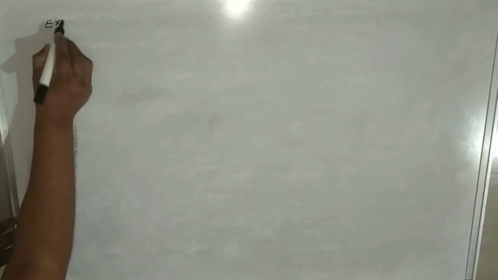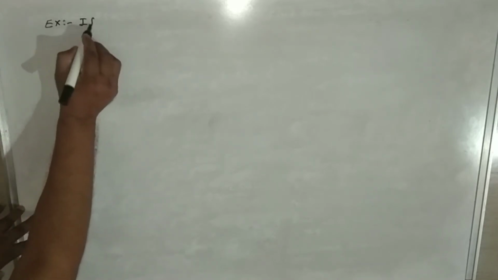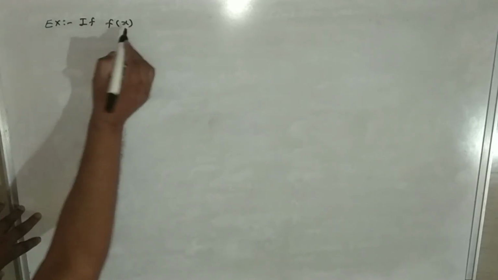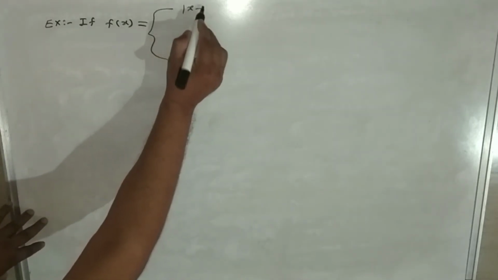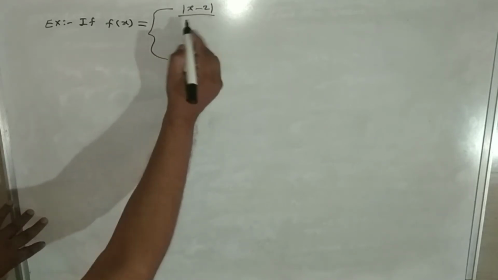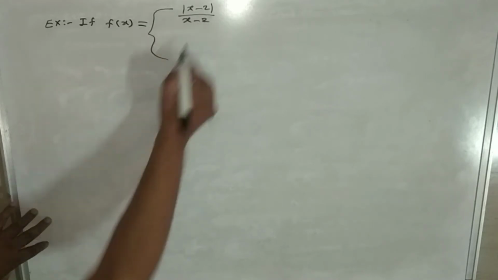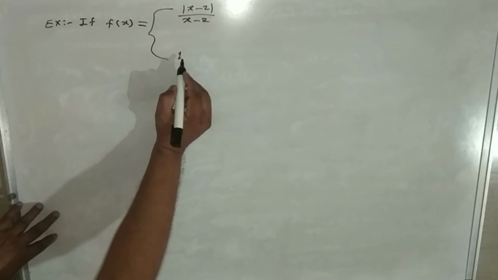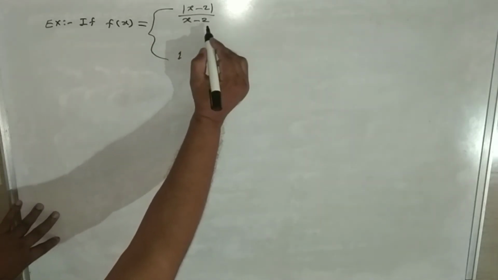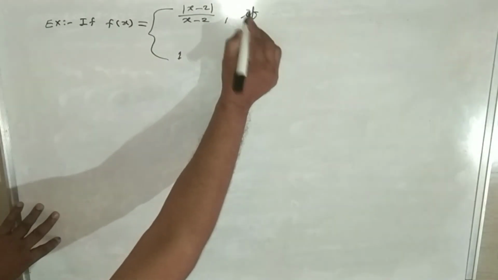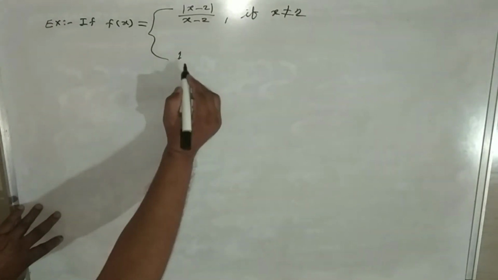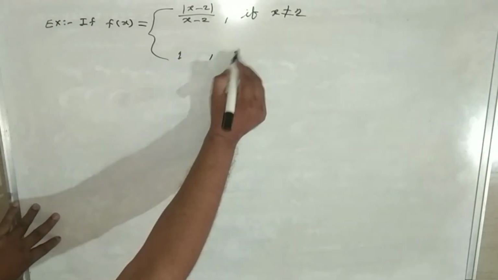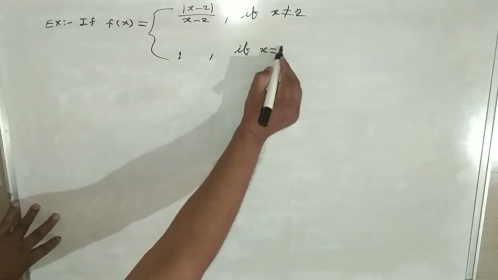Next example is: if f of x is equal to mod x minus 2 divided by x minus 2, and f of x is equal to 1. f of x is equal to mod x minus 2 divided by x minus 2 if x is not equal to 2, and f of x is equal to 1 if x is equal to 2.